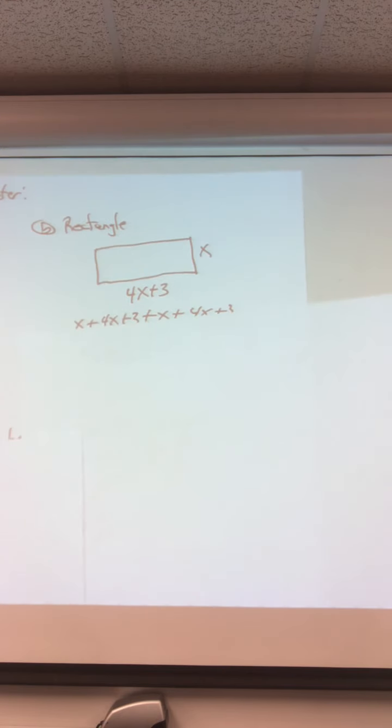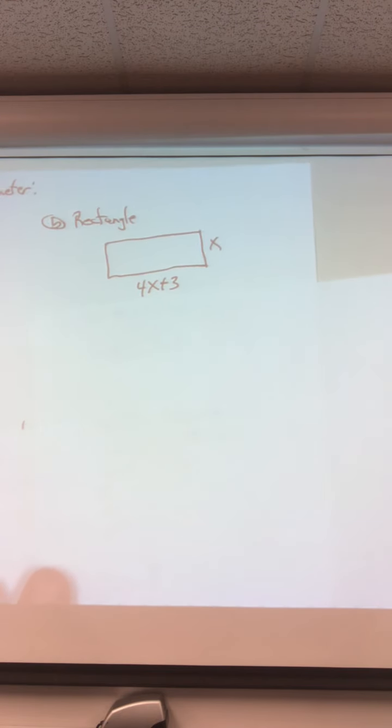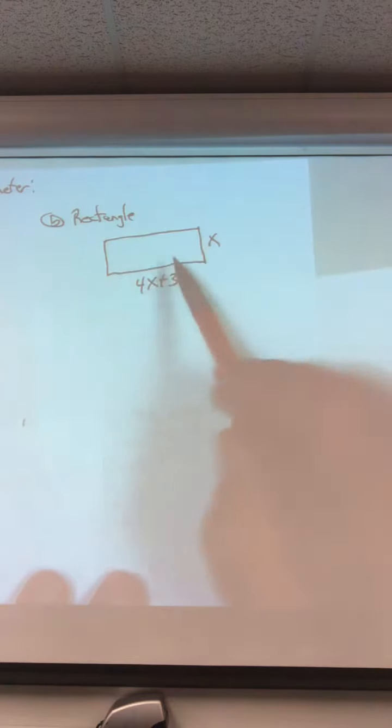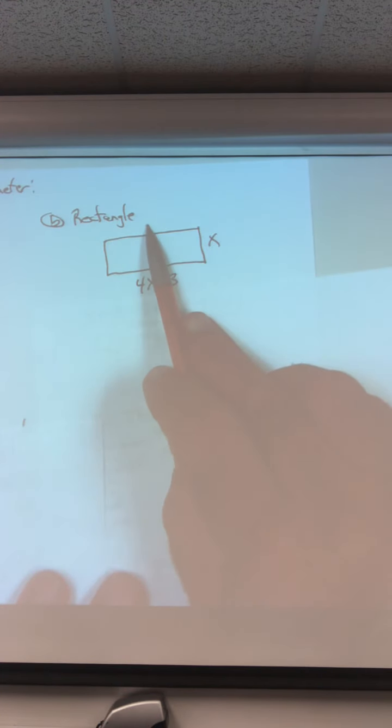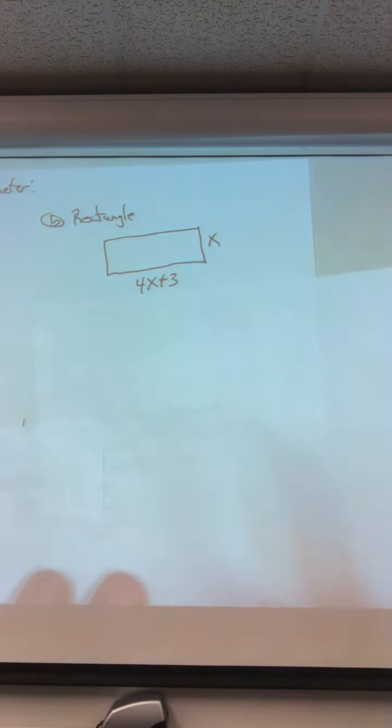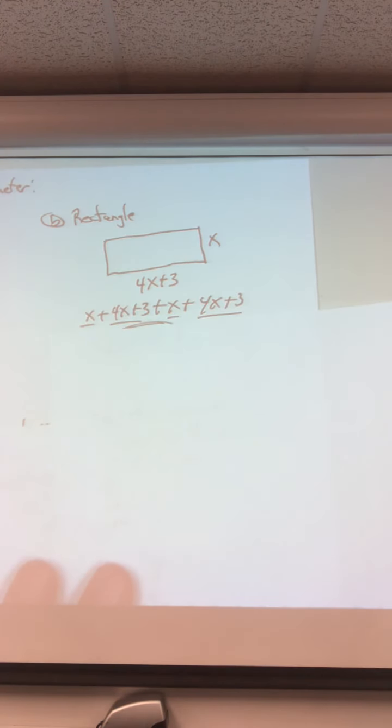Okay, this next one is a rectangle. What do we remember about rectangles? Opposite sides are equal in length. So this one is 4x plus 3, and this one over here is x. So the perimeter would be add all 4 sides together.